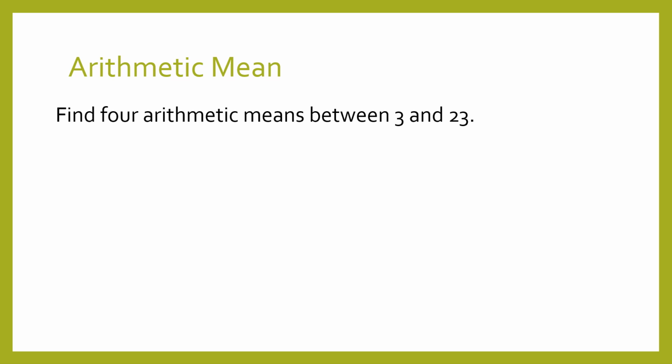So let us have this problem. We say four arithmetic means. So how many terms do you have to insert between these two extremes, 3 and 23? If you said 4, then you guessed it right. So we have to write 3, blank, blank, blank, blank, and 23. Now, question, how many terms are there in total? If you count 1, 2, 3, 4, 5, 6, then this is a total of 6 terms.